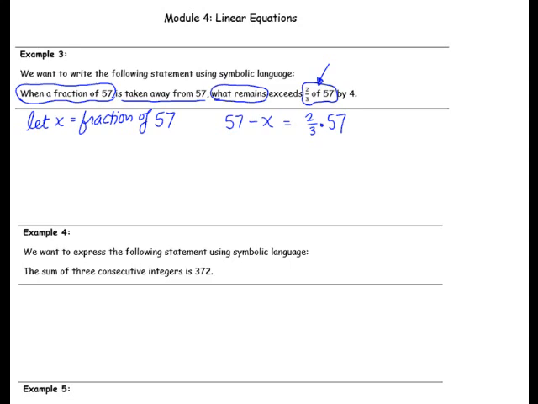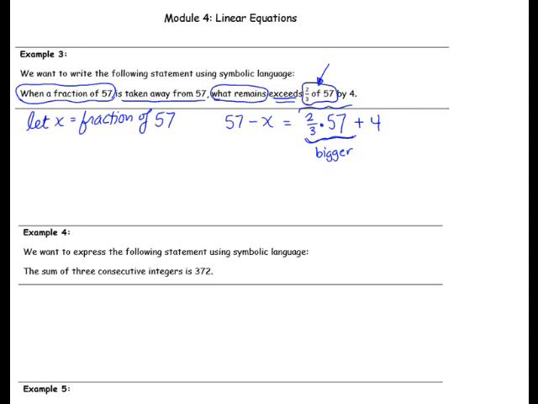Now, are those equal? No. It says that what remains exceeds the amount by 4. So they're not equal, it exceeds. So where does the 4 belong? Does it go on the left side of the equation or the right side? If what remains exceeds, that means that this amount would be bigger. So we would need to add 4 to the right side of the equation. So we are going to add 4.